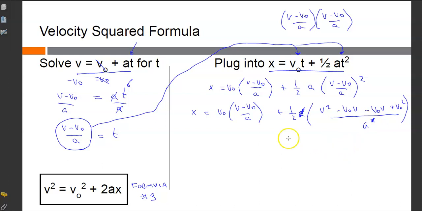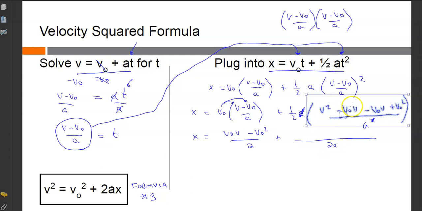Let's see if we can simplify this. While I go to this next step, let's distribute. Let's take this v naught times v and the v naught times the negative v naught. So x is equal to v naught v minus v naught squared over a. Let's put it all together. I've got that 2 on the bottom times this a, which gives me a 2a right there. Going across the top, you can see that these two terms will combine, and we'll put those together down here.